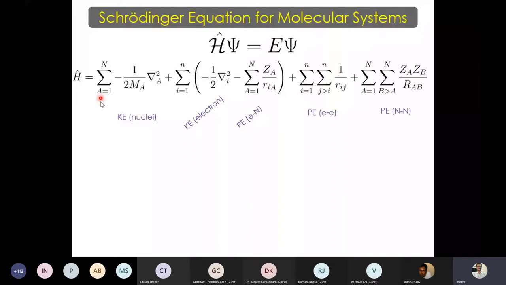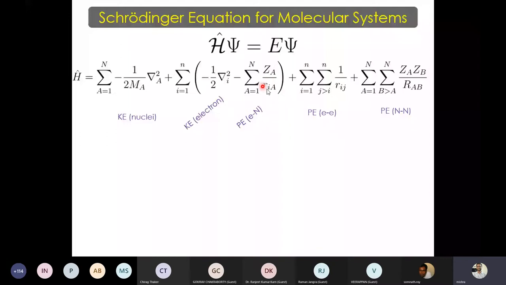These terms here represent the kinetic energy of the electrons. So I have electron indices going from i equals 1 to n. So these are the kinetic energy of electrons. When I have electrons and nuclei, of course they are going to interact with each other. So this interaction is a Coulombic interaction, where this is the charge of nucleus A. The electron charge is kept 1 because I'm writing this in atomic units, where the electron charge is 1. And this is the distance between electron i and nucleus A. And you have this sum over all A, sum over all i. So this is the potential energy between electron and nucleus.